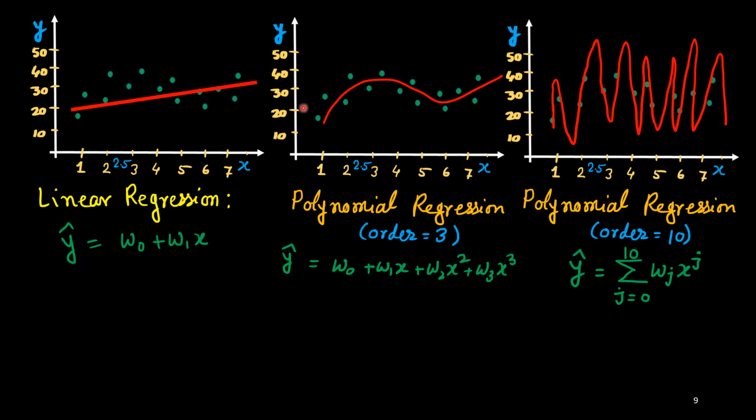Now we'll try to compare these three situations. Clearly, linear regression is not good enough because it cannot capture the nonlinearity in the data set. The polynomial with order 3 is good. It can capture this nonlinearity, but still some error is there. And with order 10 or higher, you can see that the polynomial will pass through almost all the points, and obviously it is giving a very small amount of error. So which one is better?